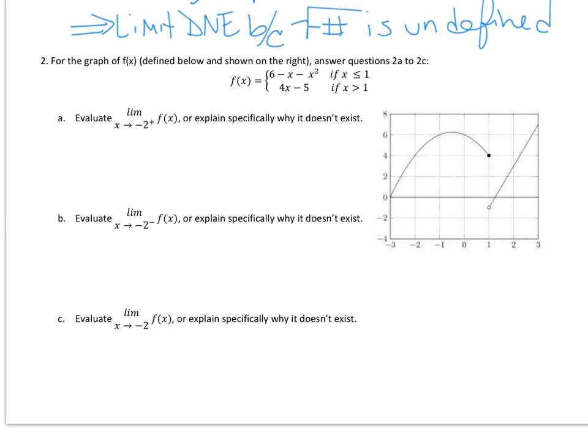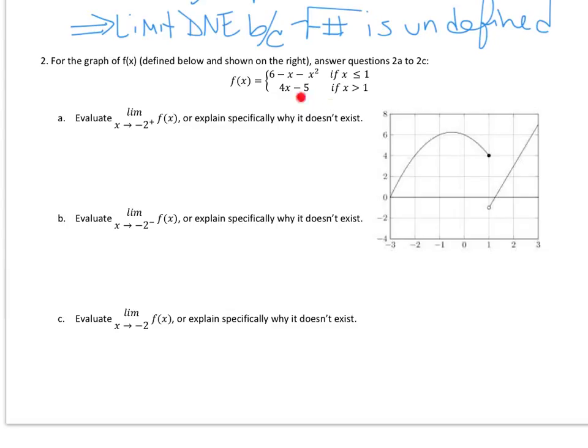Now let's take a look at number 2. You're given the graph of the function. Here's the piecewise function, 2 pieces. When x is less than or equal to 1, you're getting this left portion of the graph. When it's greater than 1, you're getting the right portion of the graph. And they're asking us to find the limit for each area.